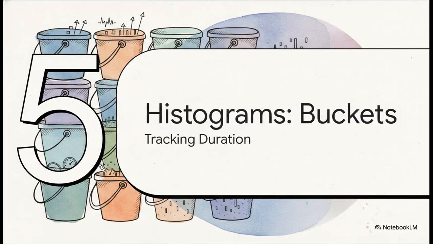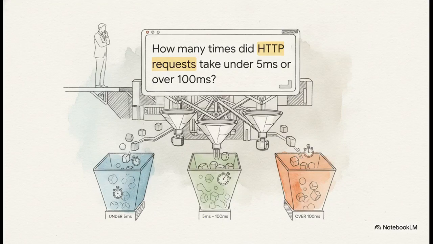Section 5. Histograms. Okay, so we've got counters for things going up and gauges for things going up and down, but there is a third and honestly often misunderstood type. Let's look at the classic manager scenario to see why we need it.